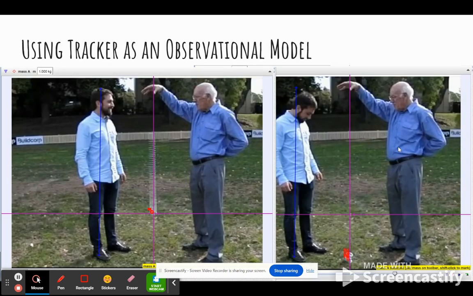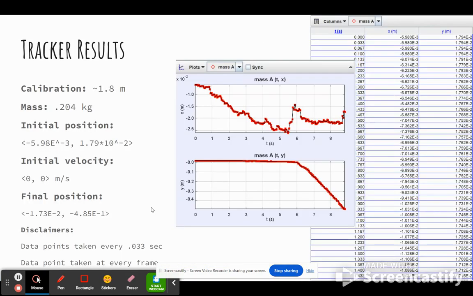Using Tracker as an observational model, what we're really interested in is the bottom of this slinky or spring. When he first holds it, it's held up here and then stretched down due to gravity. But when he lets go, the bottom actually doesn't move for a specific amount of time, as the top is basically catching up to the bottom. So I recorded, using Auto Tracker, the movement of the bottom of the spring, and this is what I got.